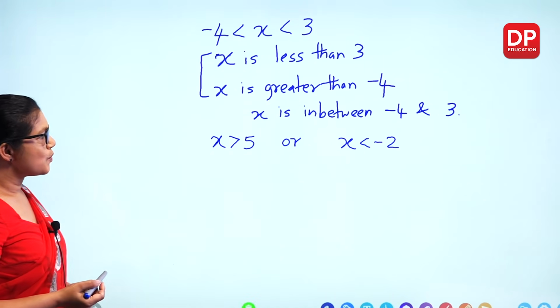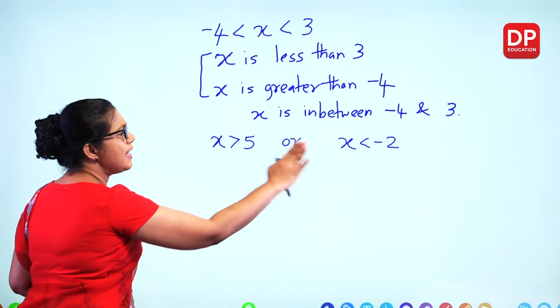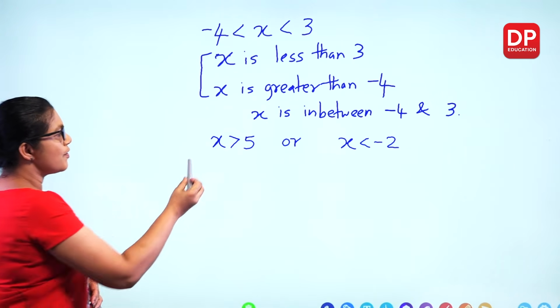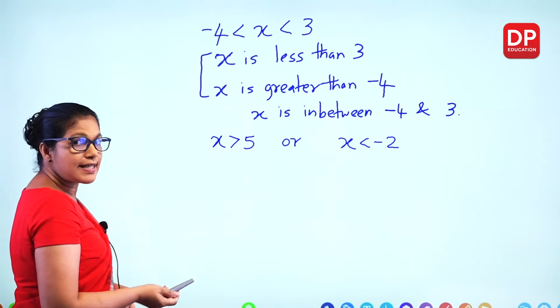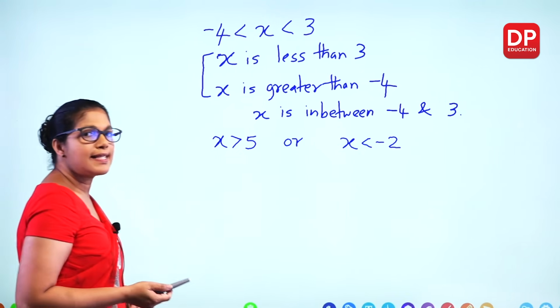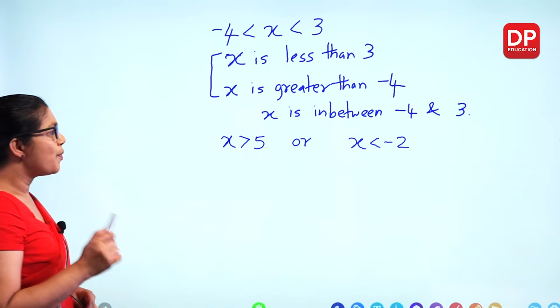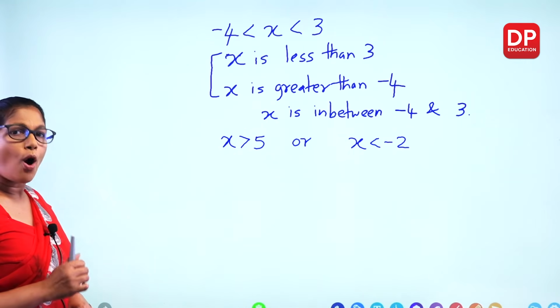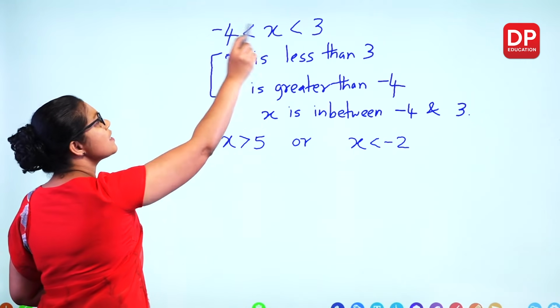Now, what about this one? Two inequalities. So, this means x is greater than 5. This means x is less than minus 2. So, we'll try to draw these on a number line. Now, we'll take this one.